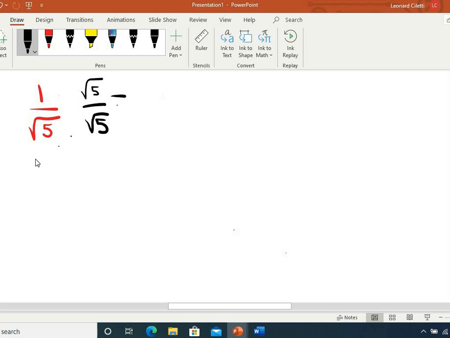So when we do that, 1 times the square root of 5 is the square root of 5 on top. On the bottom, square root of 5 times square root of 5. When they're both under the radical symbol, we can multiply them together, so you get the square root of 25. Really don't like my tablet pen here.